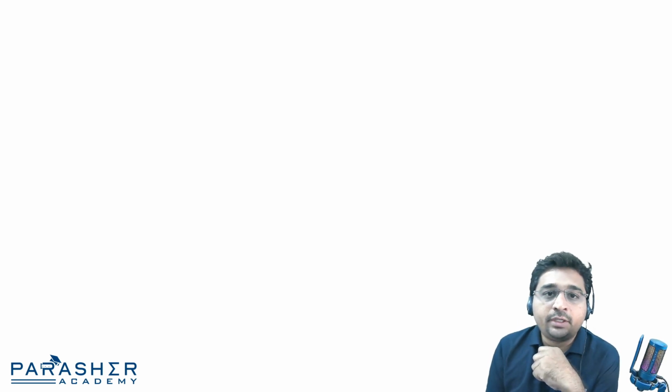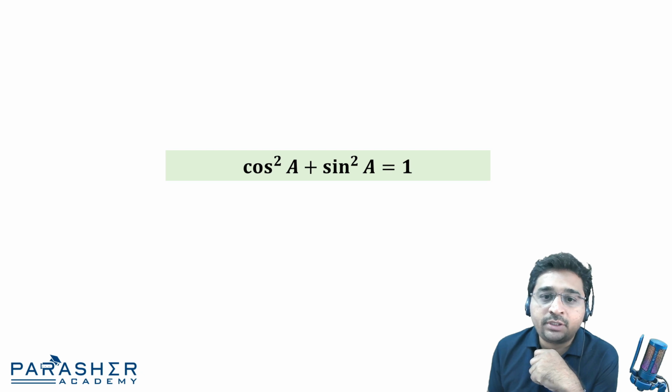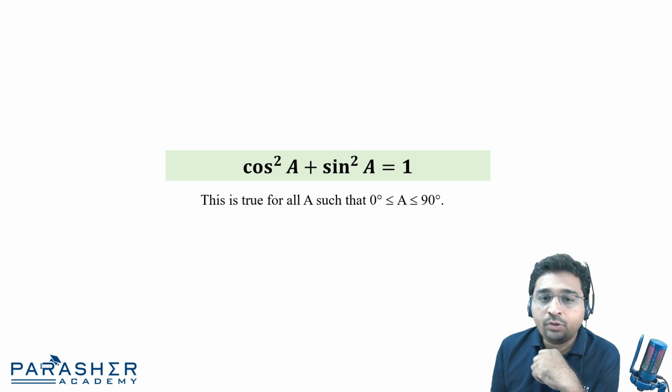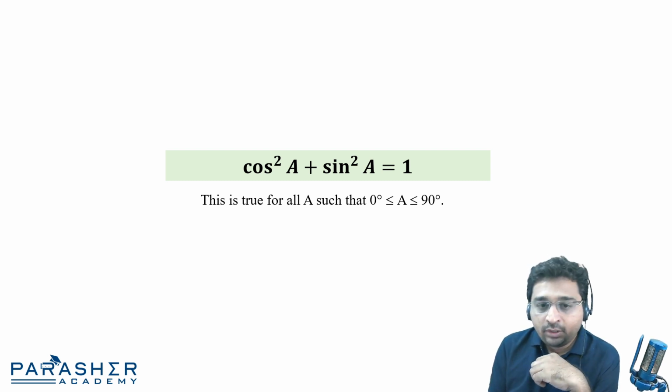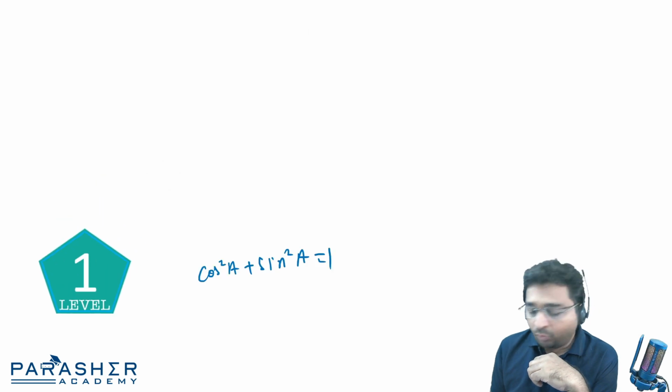The first identity that we have is cos square A plus sine square A equal to 1. So what does it mean to master this particular concept? To understand that, I have divided the understanding of this concept into 3 levels. We'll go one by one. Let's look at level 1. What does level 1 mean?